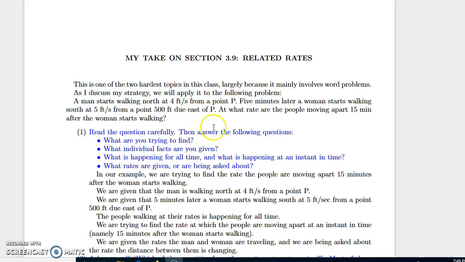And what's happening in an instant in time? Well, the only thing that's happening in the instant in time is that's the instant we want to find the rate at which the people are moving. So it's 15 minutes after, and I believe I'm going to solve this problem for when the man starts walking.